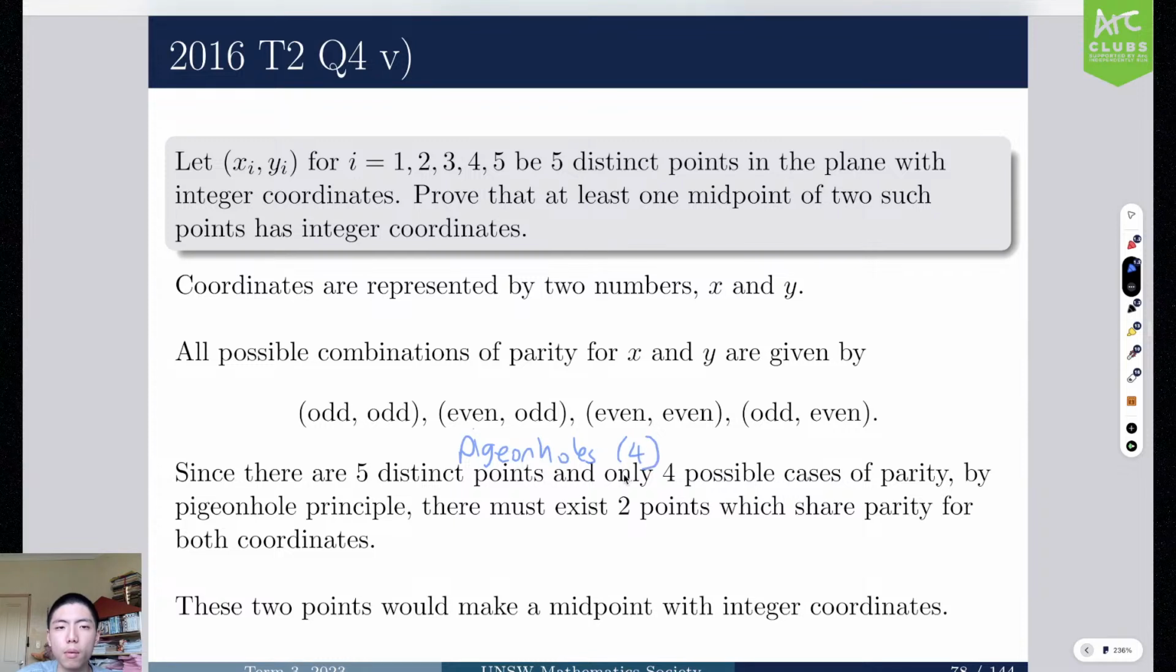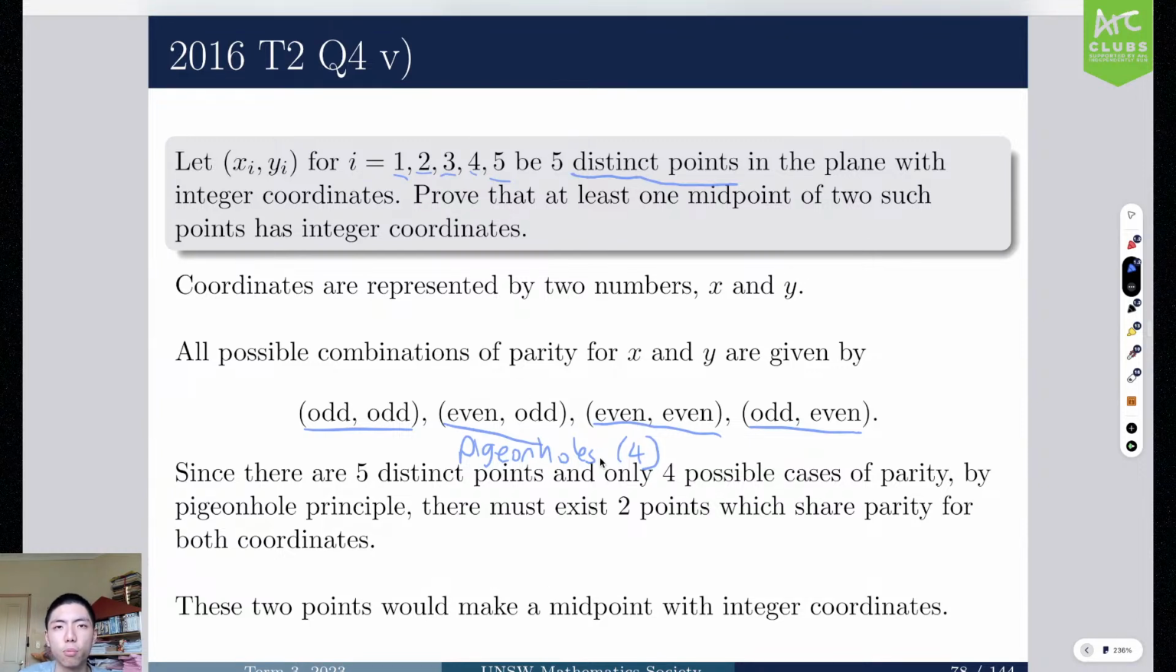We have 4 of them because these are the only ways that the coordinates can be found in, right? So they're either both odd, both even, or one is even and one is odd, right? So if we have 5 distinct points, and we have 4 such possibilities for the parity of the coordinates, it means that by the pigeonhole principle, at least one pigeonhole is going to contain at least 2 pigeons in it. So in this scenario, these are our pigeonholes, and the pigeons are just the 5 points that we have here. So there would be 2 points that have the same type of parity.